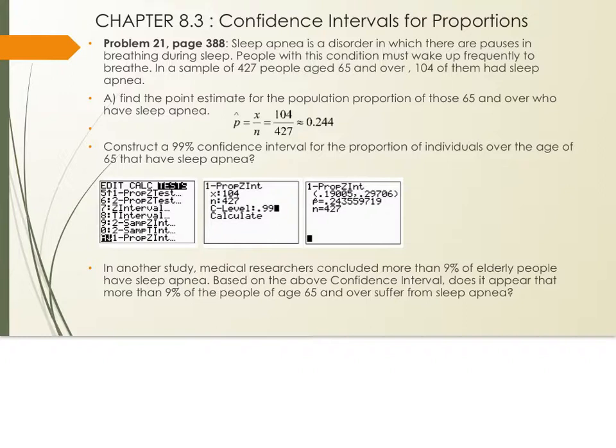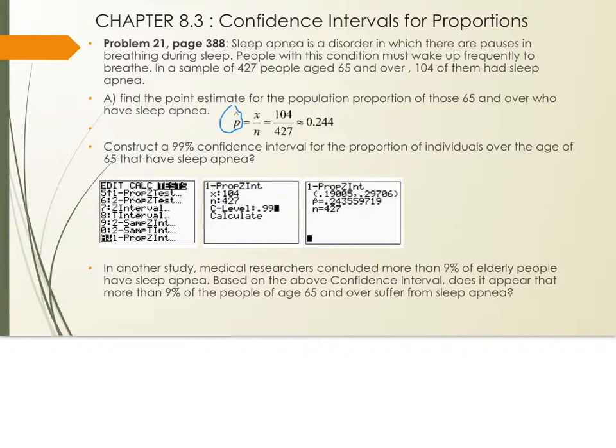Problem A. Find the point estimate for the population proportion of those 65 and over who have sleep apnea. Well, in this particular case, we see that p hat is equal to x over n. In this case, x identifies the number of individuals who had sleep apnea, which is 104, out of the total of 427 people sampled. When we do the calculation, we get 0.244 as our p hat.